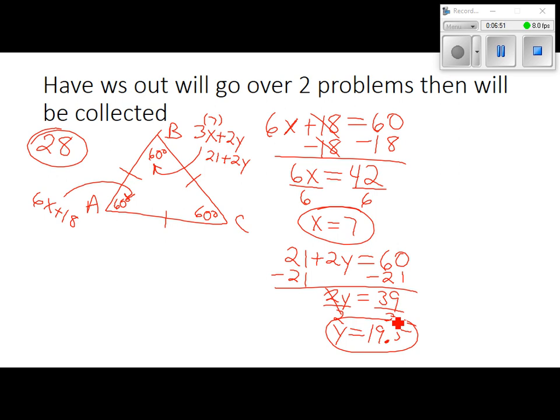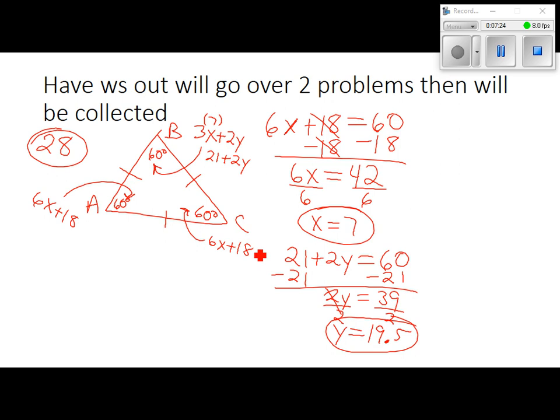Are there other ways we could have solved this? Yeah. All right. Things that we could have done. And you probably don't want to do it this way because we'd have to deal with systems of equations. If we know that all 3 of these angles are 60, and this one's 6x plus 18, what's this one have to be? These 2 angles are the same, and one of them is 6x plus 18, what's this one? 6x plus 18. So we could do 6x plus 18 there.